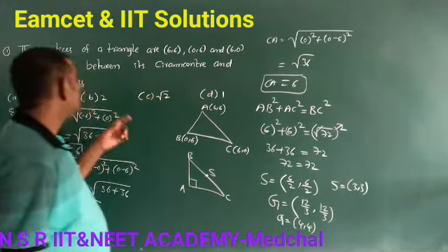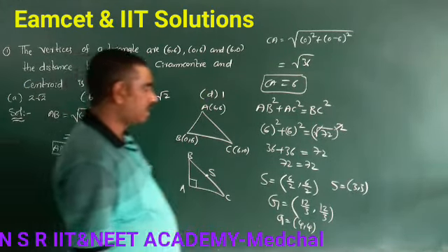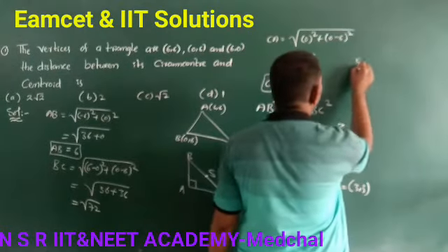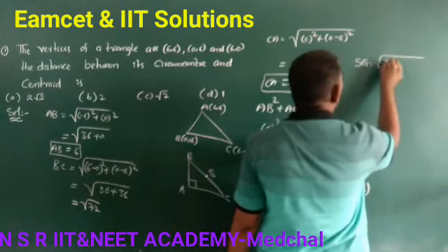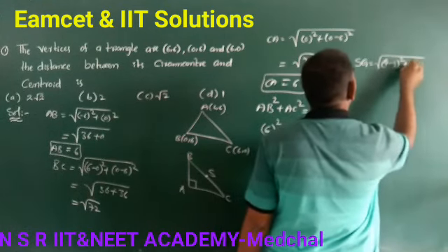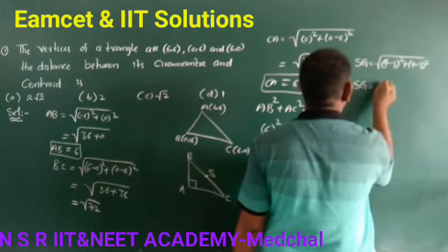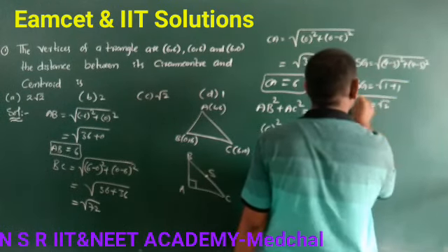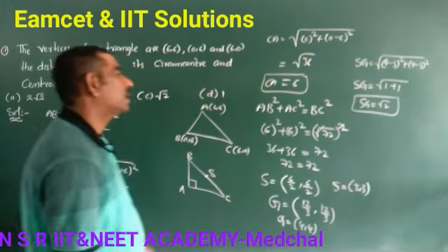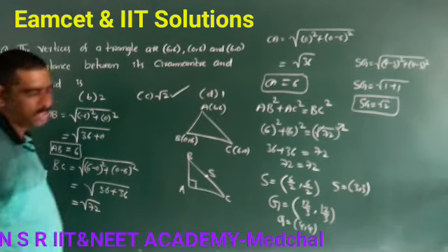So, find the distance between the circumcenter and centroid. Now, find the distance of S and G: the square root of (4 minus 3) whole square plus (4 minus 3) whole square. SG is equal to 1 plus 1, so SG is equal to root 2. So, the distance between the circumcenter and centroid is root 2. So, our answer is C.